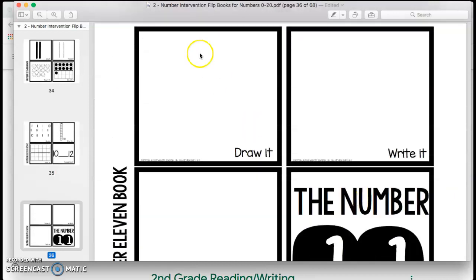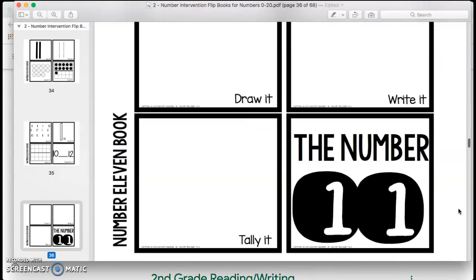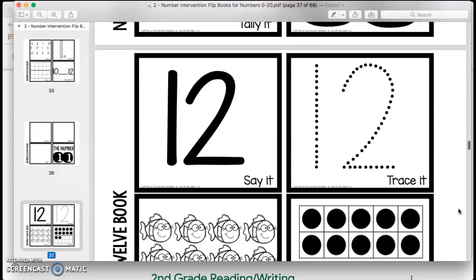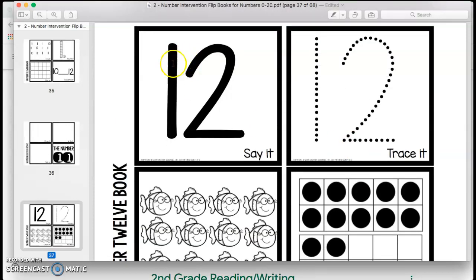All right. I need you to draw something that has 11. So 11 circles, it doesn't matter. Draw something that has 11. And then I need you to write the number 11. Okay, we're going to come down here. We're going to work on number 12 now, okay? So we're going to say it, 12. Now we're going to write it.